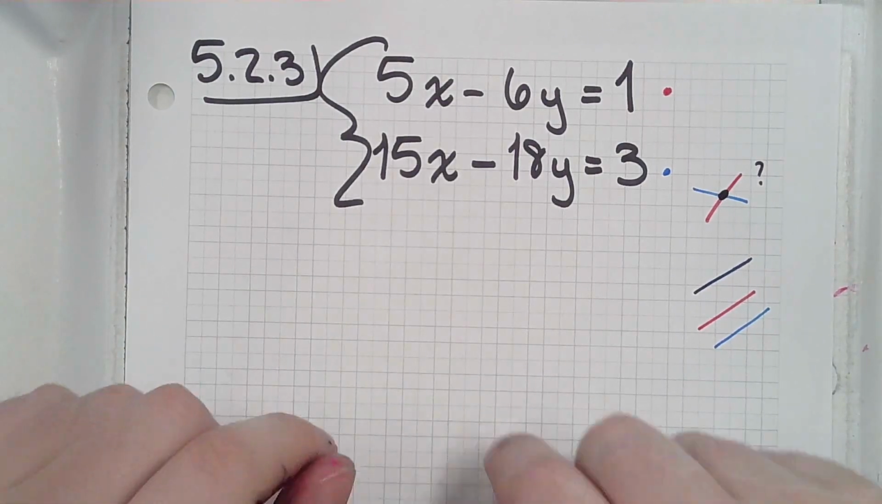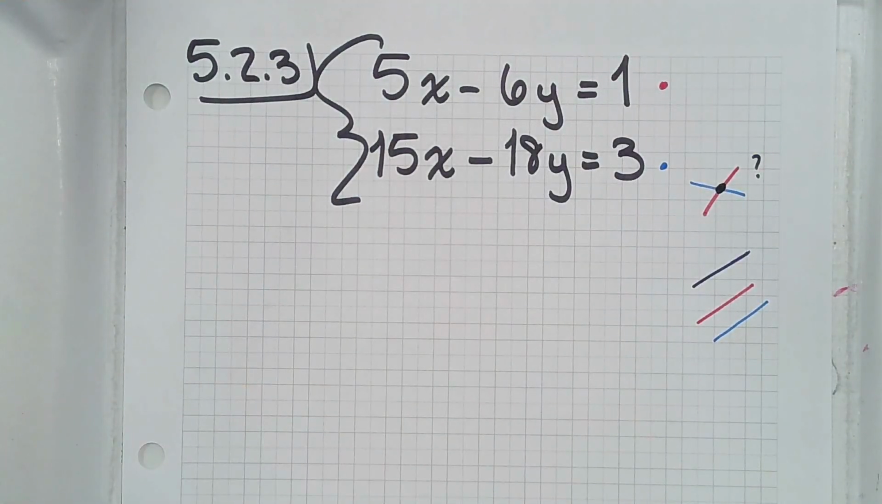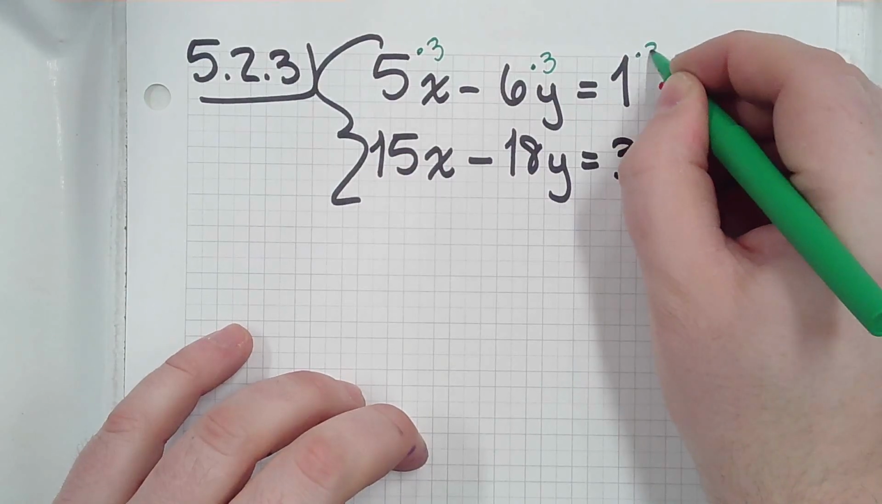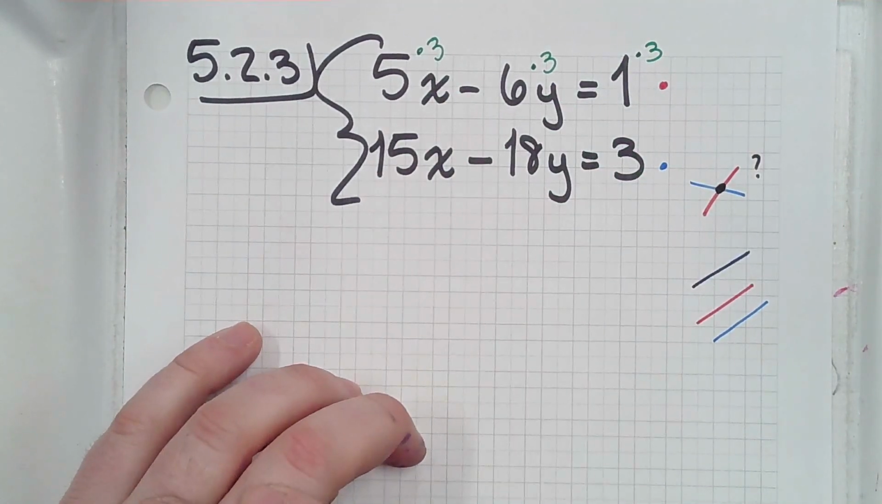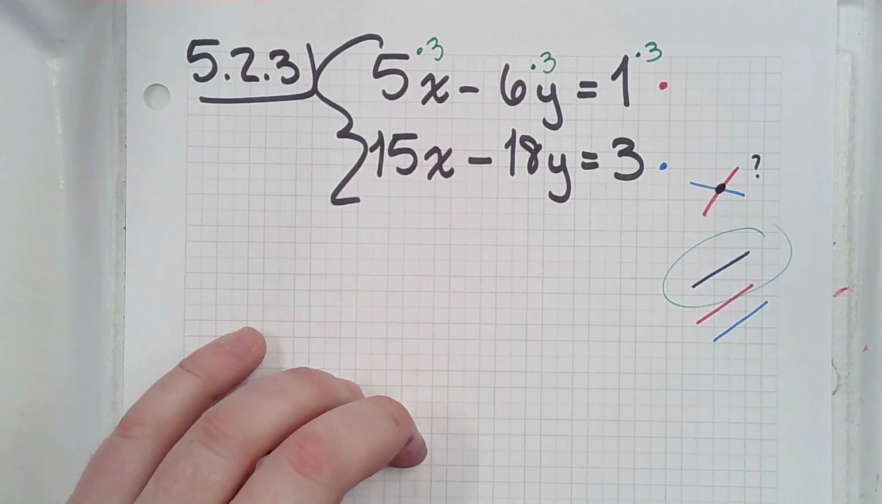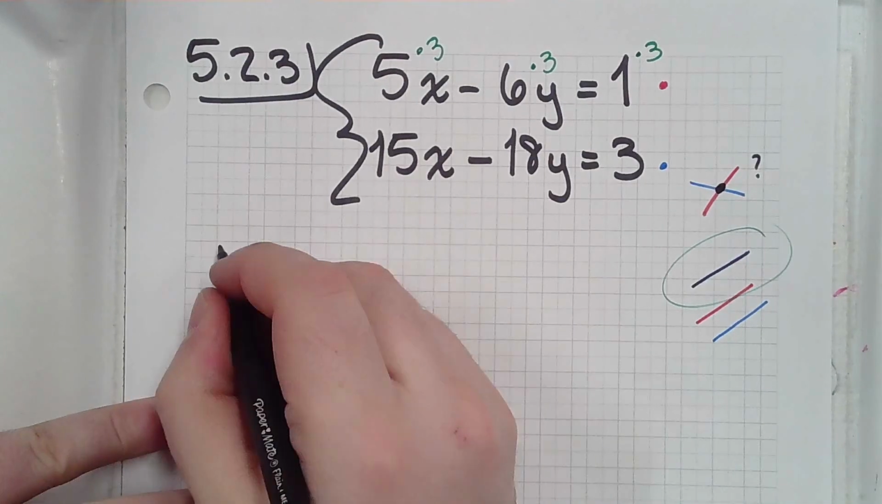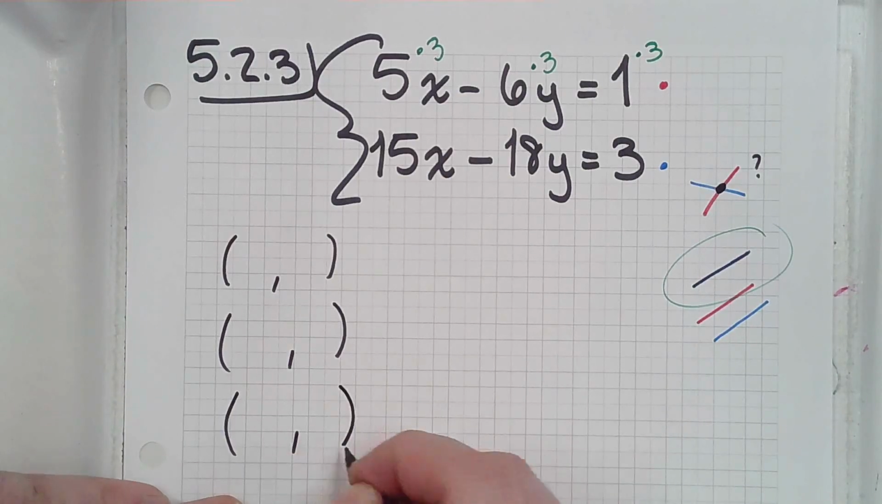Well, if you look at this, I can simply times the top equation all by 3, and it will match up perfectly. Since this is 15x, that's negative 18y, and that's 3, they're the same equation. Means anything that works for one will work for the next. So if we want to find some answers that work for this, we can find lots of possible answers. Let's find 3 of them.